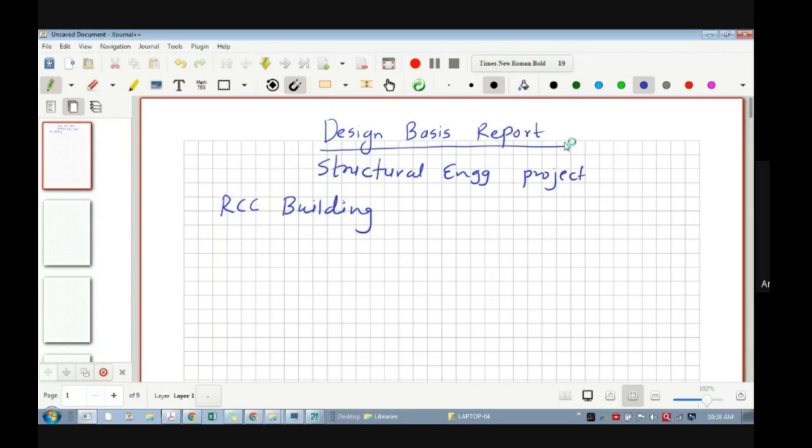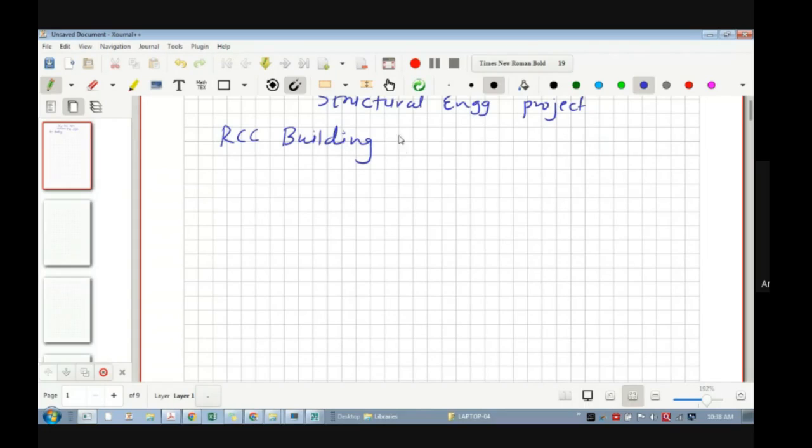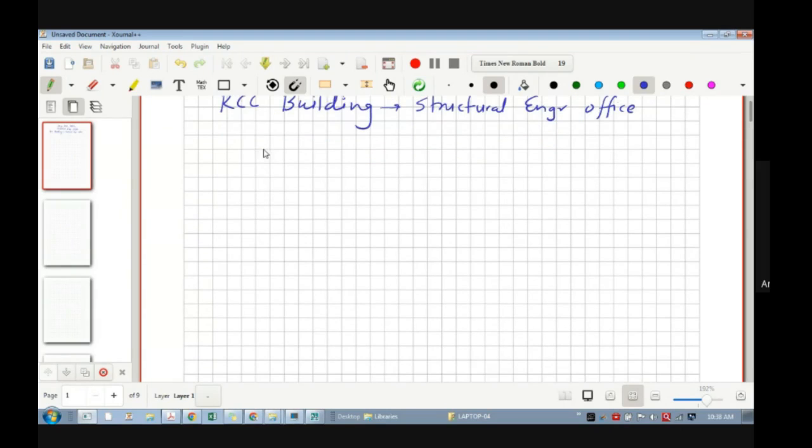So see, whenever we get a project of RCC building in the structural consultant office, structural engineer office, how is the project done? Let me tell you the flow of the work. Let's say there is a client of a project, and the client, let's say he is a builder, for example. He wants to construct a building and sell the flats. So there will be architects appointed in the project.